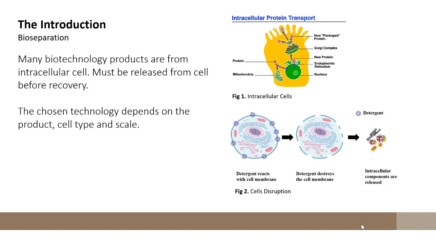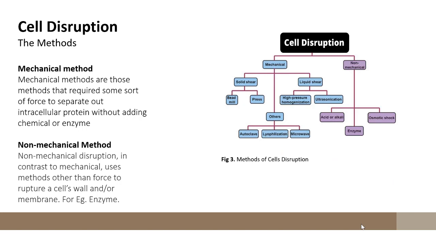Cell disruption is an essential part of biotechnology in the downstream processes related to the manufacturing of biological products. The disruption of cells is necessary for the extraction and retrieval of desired products. So many biotechnology products are intracellular and must be released from the cell before recovery. The chosen technology depends on the product, cell type, and scale.